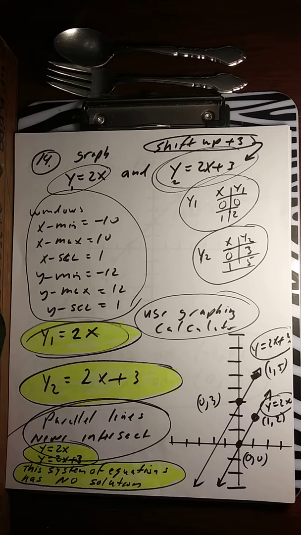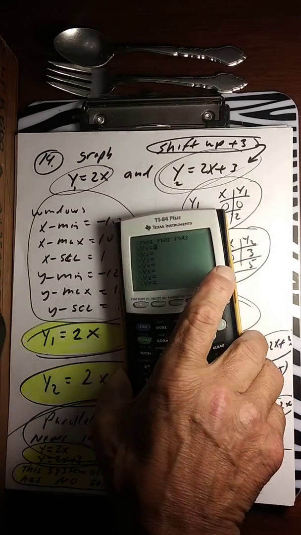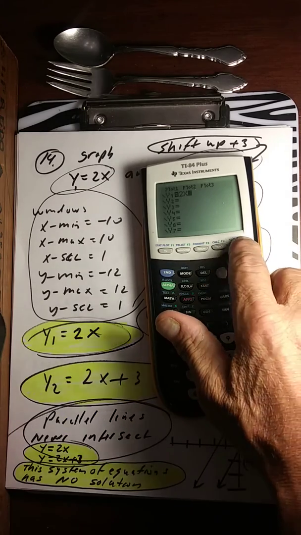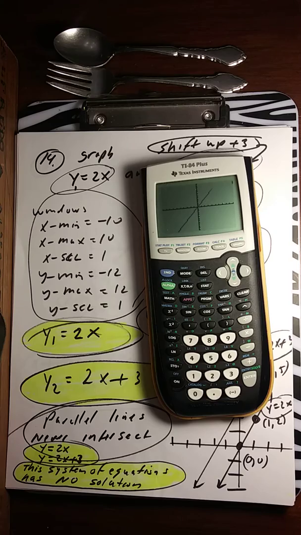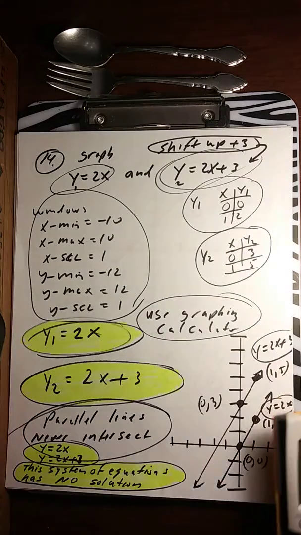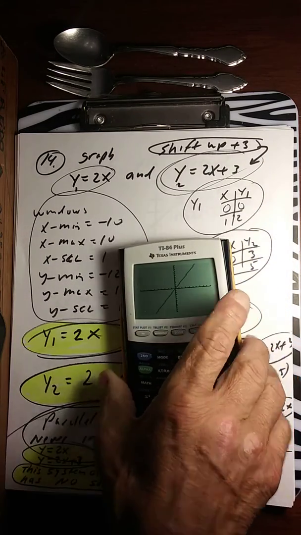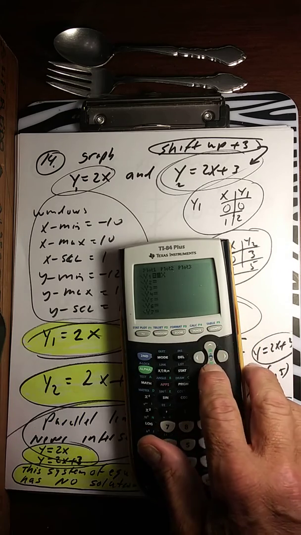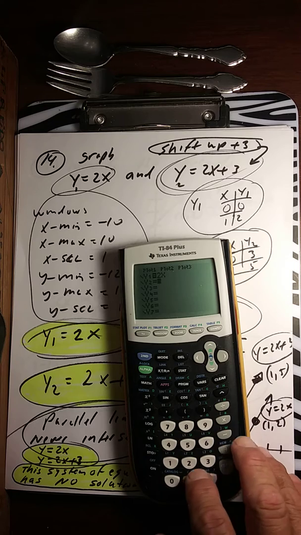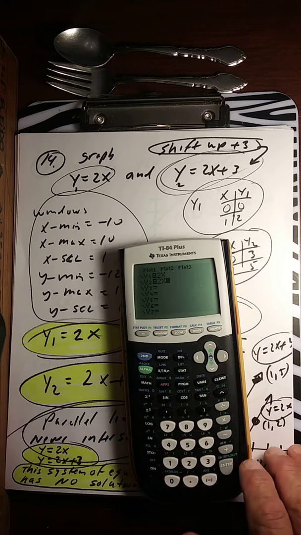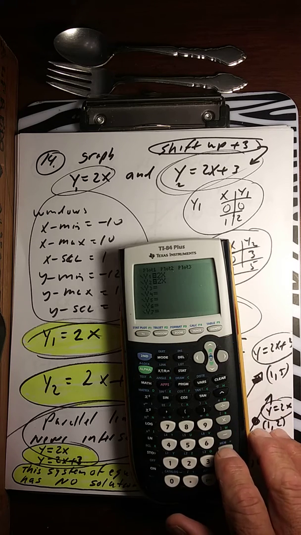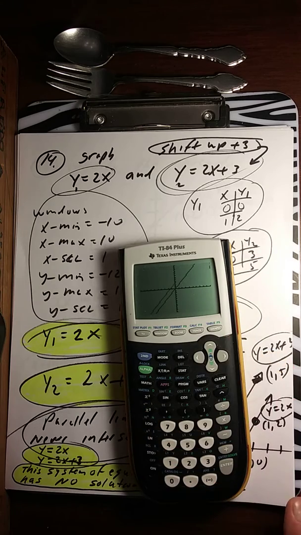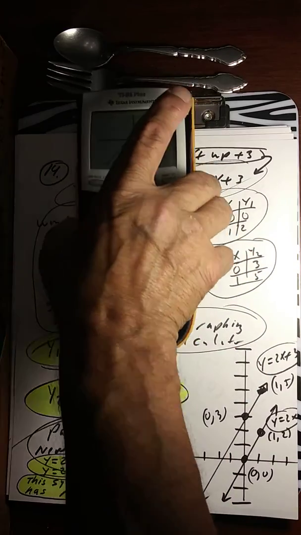Okay. And let's start with y equals 2x. So 2x, hit graph. That's one line right there. Now put the second one in there. Put in y2. It's going to be 2x plus 3. Hit graph. It's going to give you a second line. They're parallel lines.